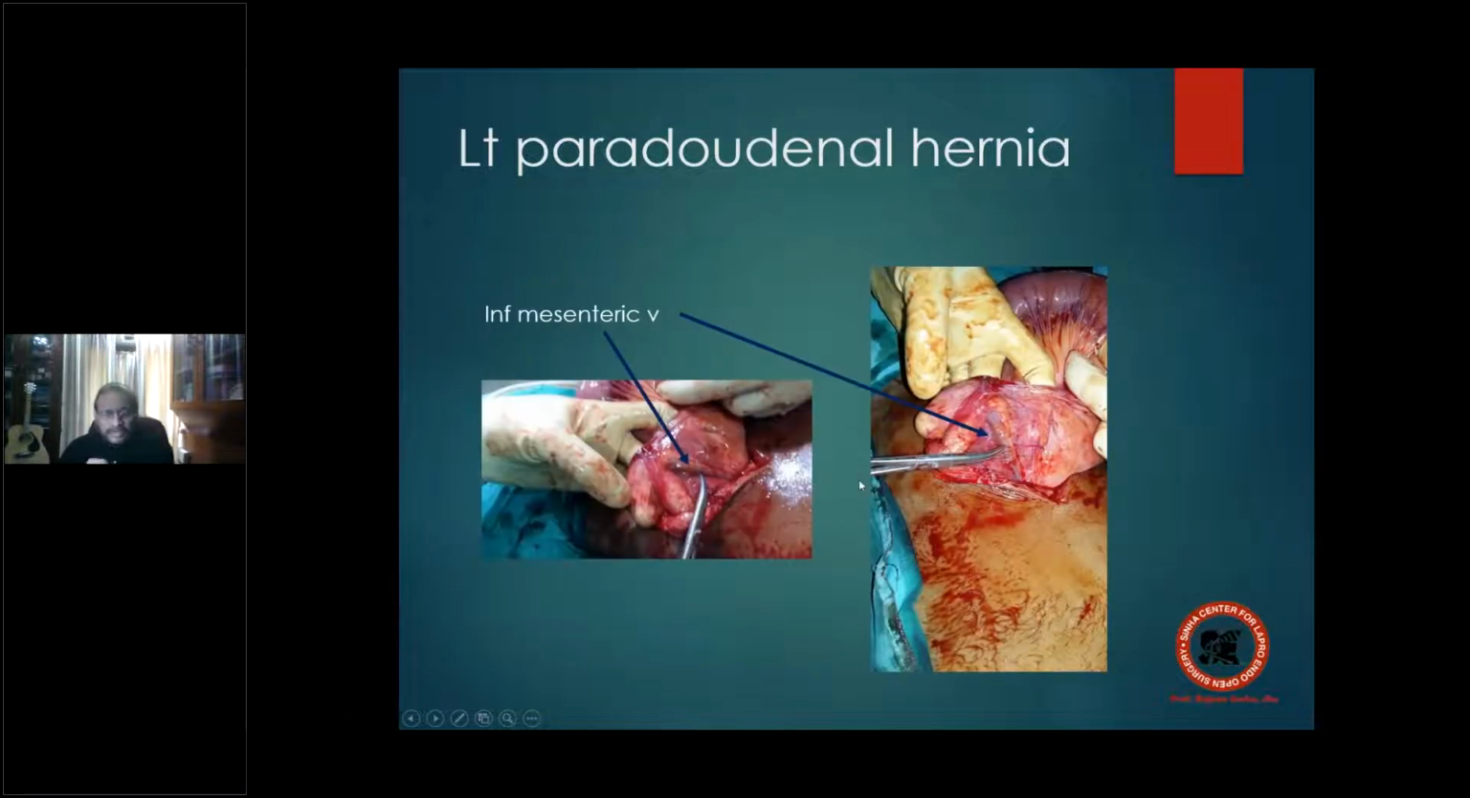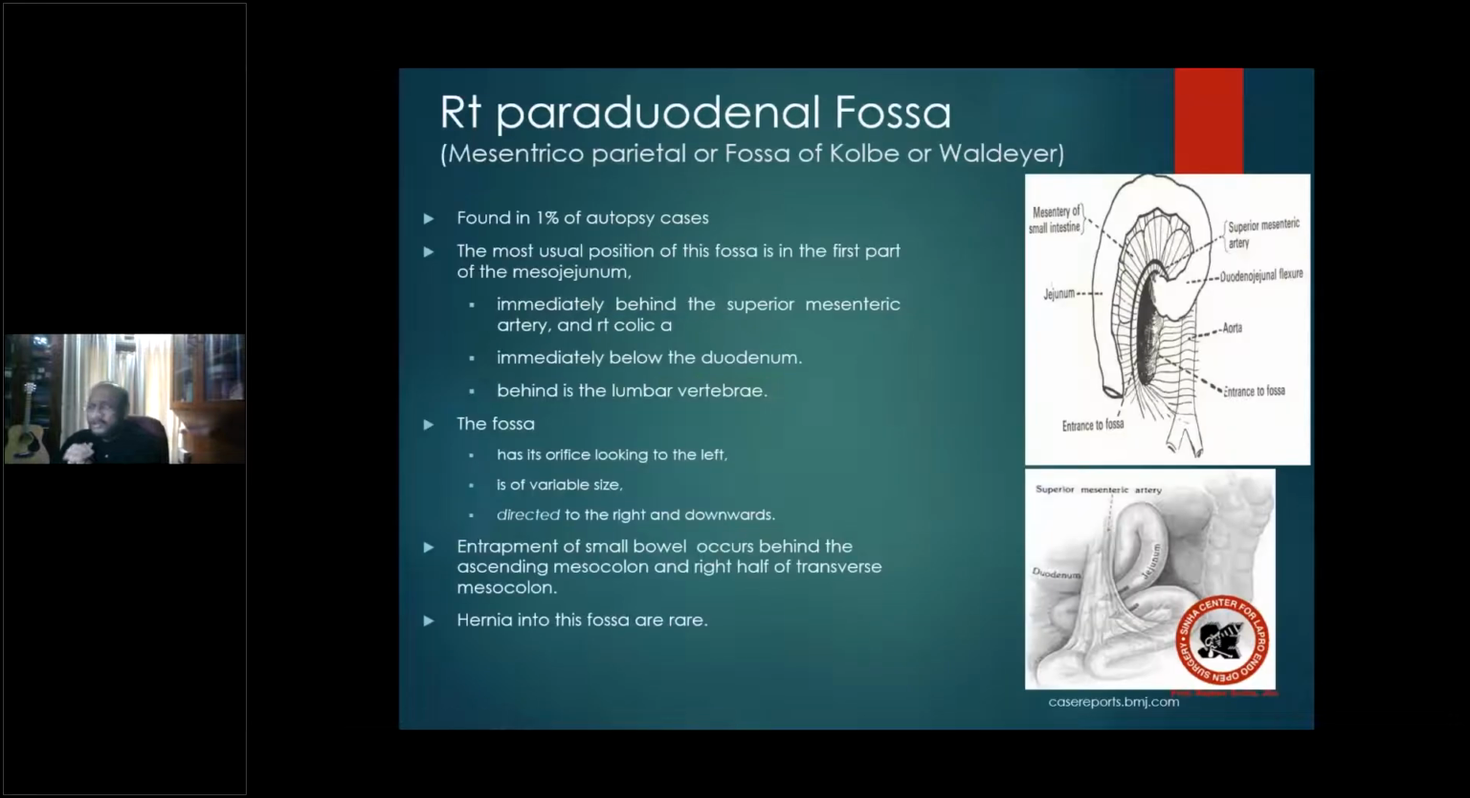Now, if you look at the free fold, we are inside, the finger is inside the fossa, and I'm holding the free edge of the fold. And what do I find? I find the inferior mesenteric vein. See the inferior mesenteric vein? So if I am going to cut like this, what's going to happen? I'm going to cut the vein. So where should I cut? I should cut here. If I want to relieve the obstruction, I should cut here so that I don't injure the inferior mesenteric vein. So that is why it is important to know where we are going.